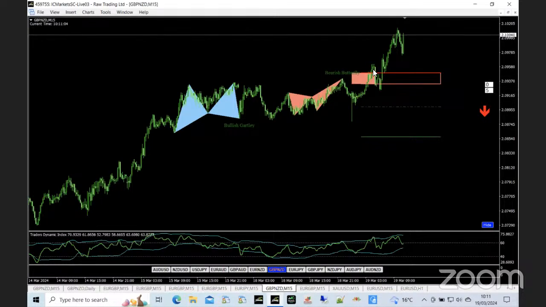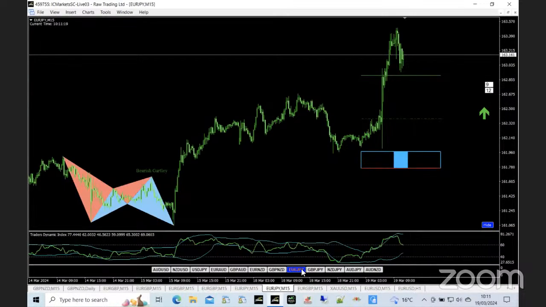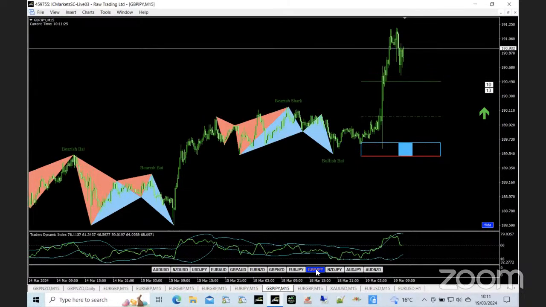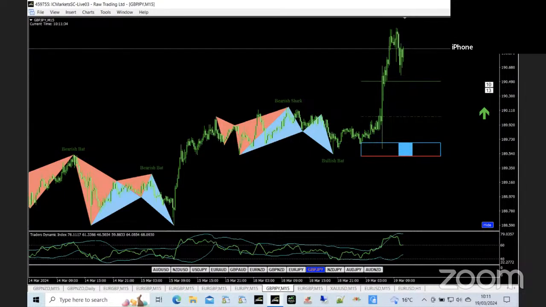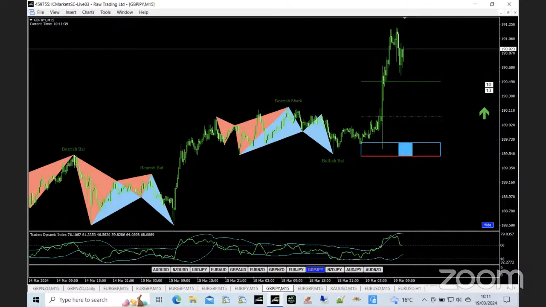On the GBP New Zealand, it was also a -1 because we had the sell here and a bearish pattern, and it went and hit the stop loss. So it was also a -1, so -3. Now we have 3 trades hitting -1 and 2 trades hitting +5, and the GBP JPY, it also hit +5. So we have 3 trades hitting +5 R and 3 trades hitting -1. So the total is +15 -3. So it's like this.